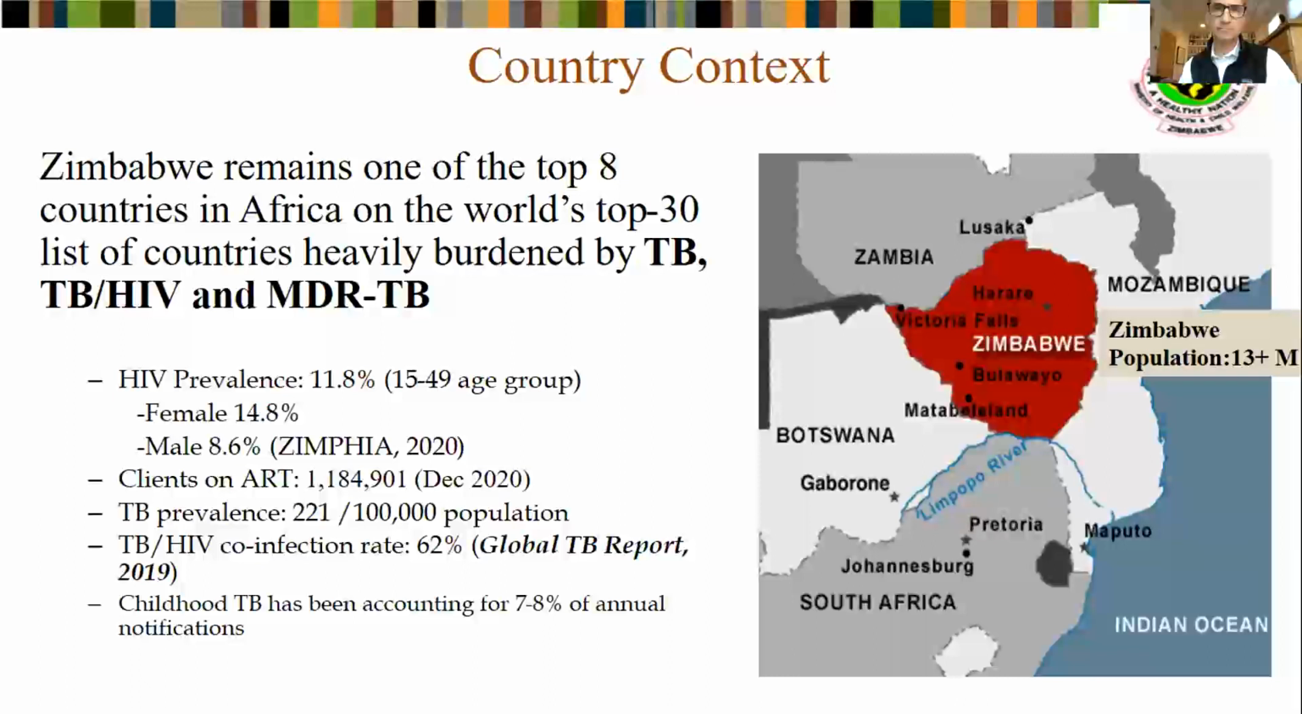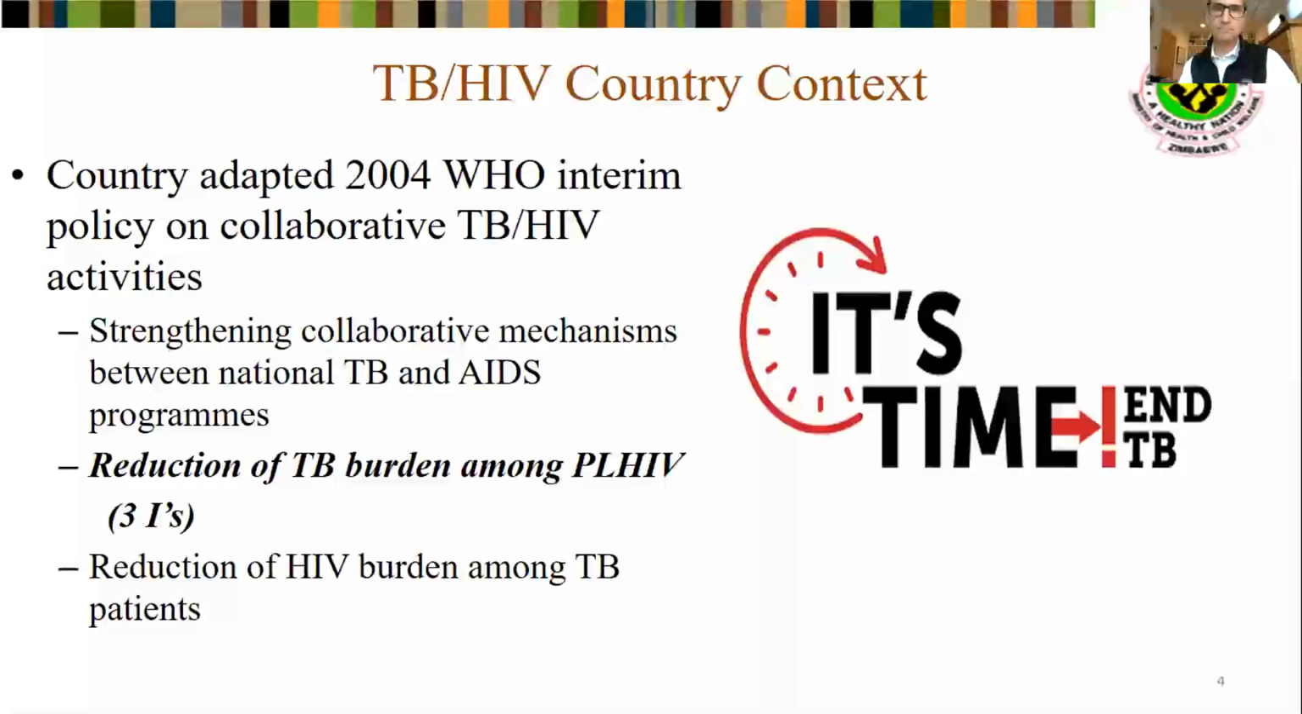We are one of the top 8 countries heavily burdened with TB, HIV co-infection, and also MDR TB. Our current HIV prevalence stands at 11.8%. However, women have a higher prevalence compared to men. The number of patients currently on ART is 1.18 million. Our TB prevalence is 221 per 100,000, and childhood TB accounts for 7 to 8% of our annual TB notifications. So you see that we have quite a burden there.